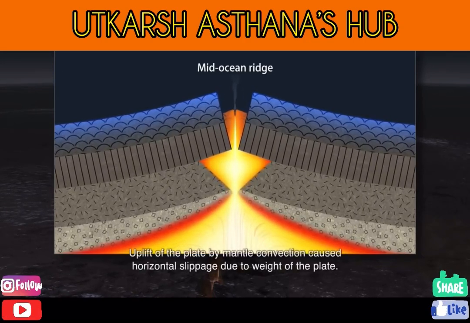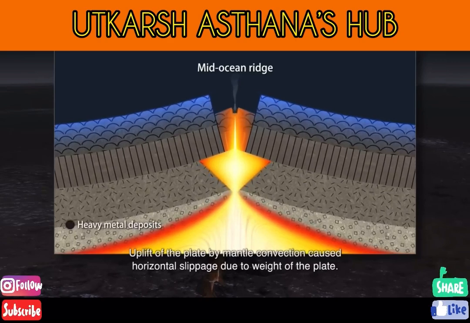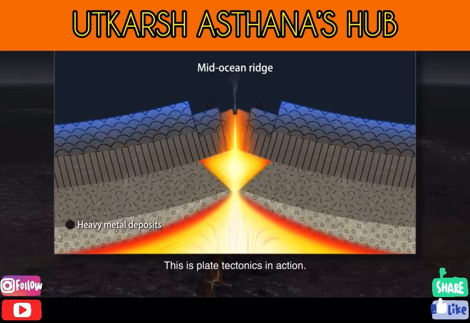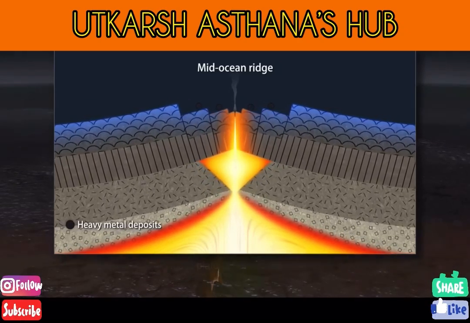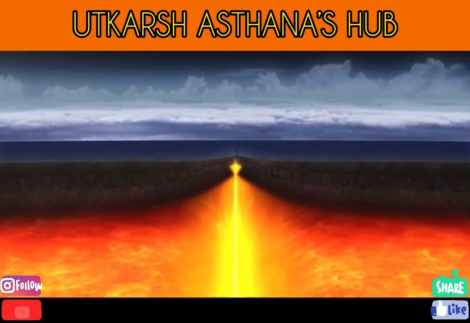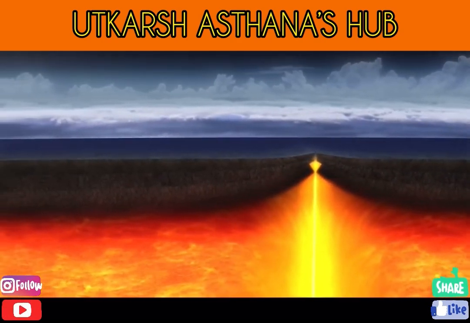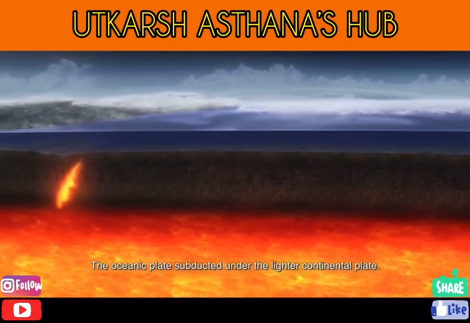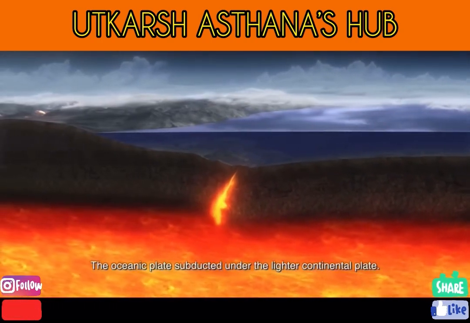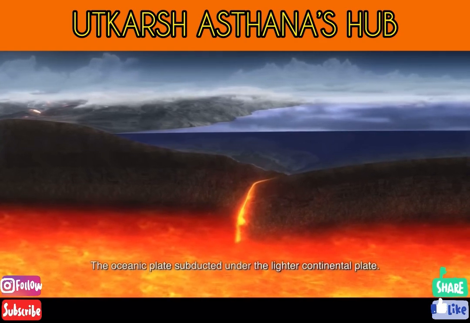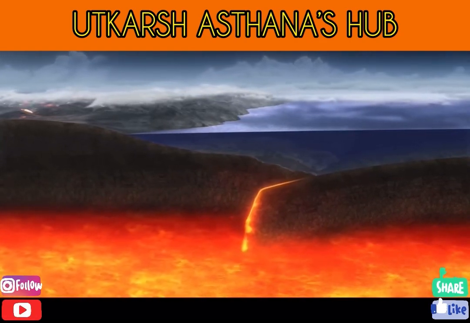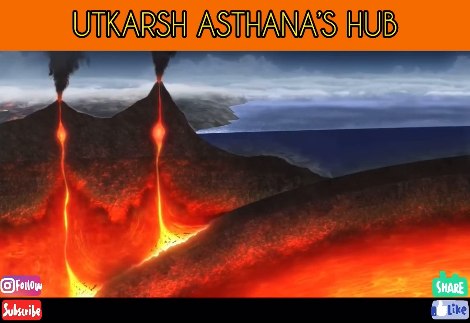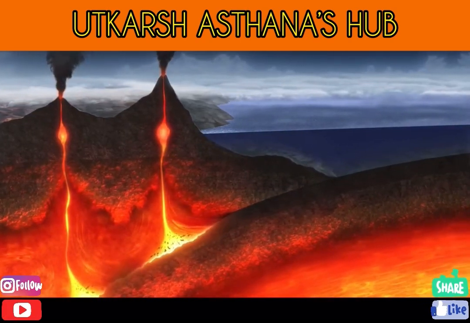Uplift of the plate by mantle convection caused horizontal slippage due to the weight of the plate, and the mid-ocean ridge was formed because of the heavy metal deposits. This is plate tectonics in action, as you can see right there in the short clip. And because of this, finally, the oceanic plate subducted under the lighter continental plate, which here you can see clearly. And because of this, the mountains were formed and came into existence.